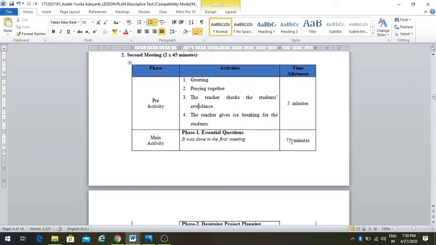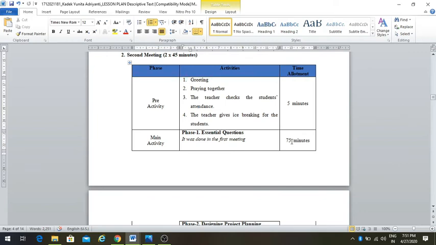Maybe they describe the physical characteristics, their favorite food, drink, or etc. And then while they convey the clue, the other groups will listen and guess the character. For example, if the character is Agnes Monica, they will listen to the clues about the description of Agnes Monica, and then they will guess who he or she is.